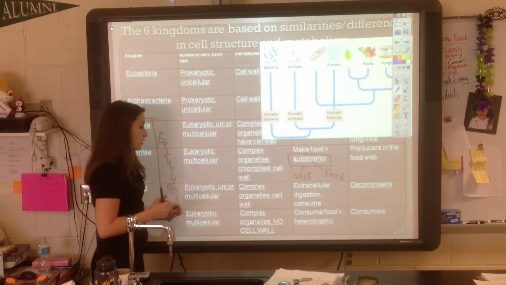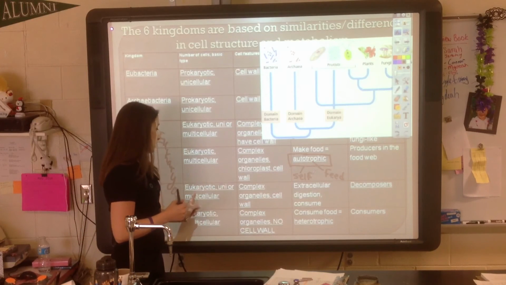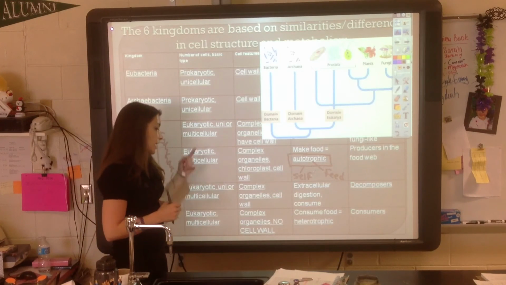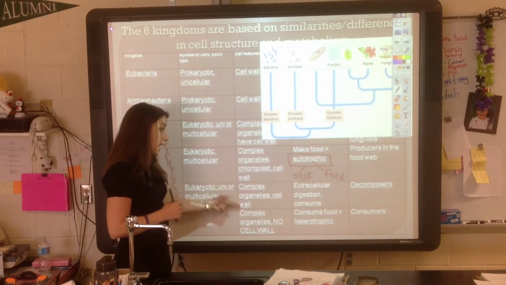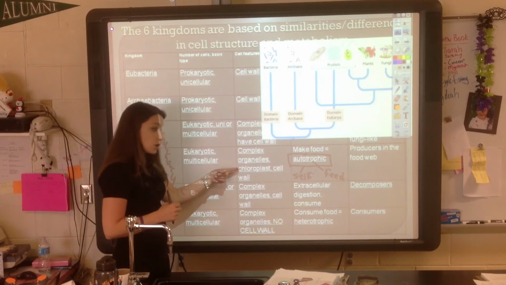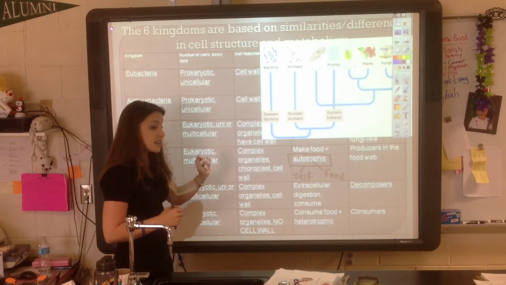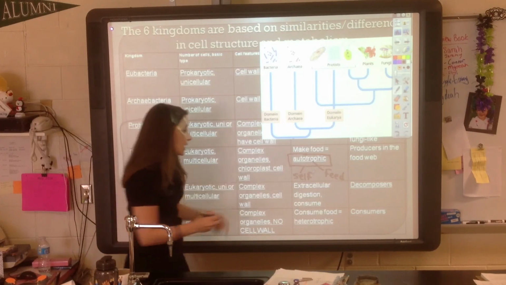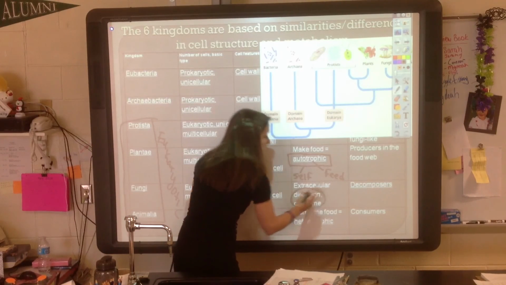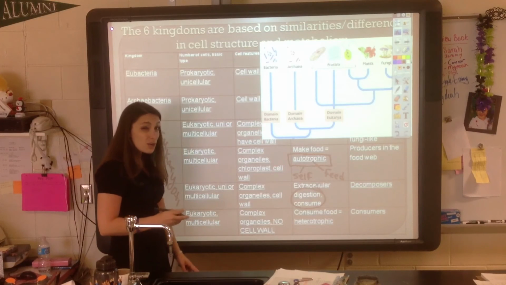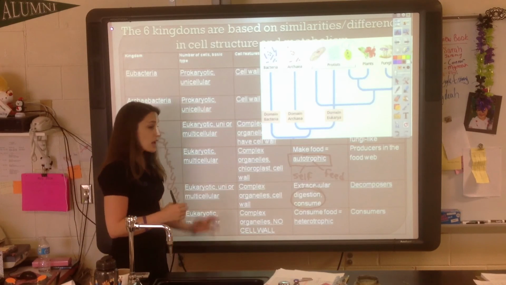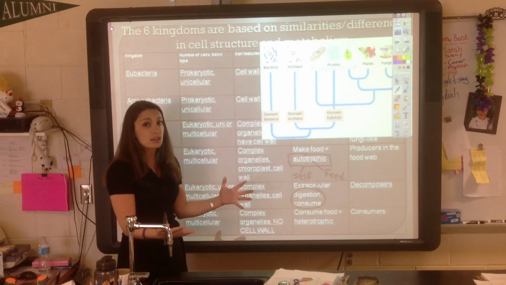Fungi are eukaryotic. They can be unicellular or multicellular. They have complex organelles. They have a cell wall, but notice, no chloroplasts, which means they can't feed themselves. They will digest or consume food. But fungi do it in a really interesting way. They actually excrete their enzymes.